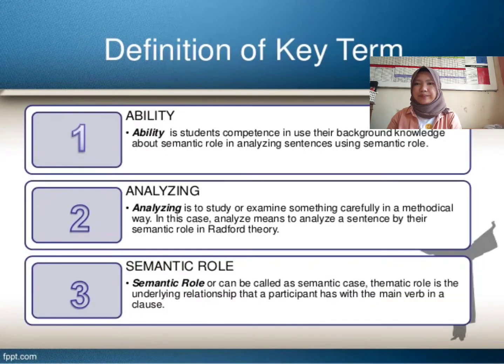Definition of key terms. 1. Ability. Ability is students' competence in using their background knowledge about semantic role in analyzing sentences using semantic role. 2. Analyzing. Analyzing is to study or examine something carefully in a methodological way. In this case, analyze means to analyze a sentence by their semantic role in Radford's theory. 3. Semantic role, or can be called as semantic case or thematic role, is the underlying relationship that a participant has with the main verb in a clause.